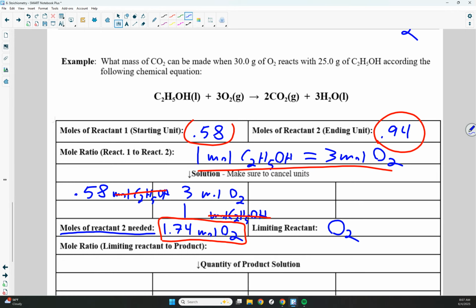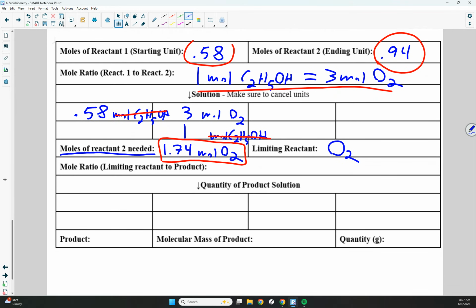And oxygen is my limiting reactant. I've got 3 moles of that. And my product of interest is CO2. So I've got 2 moles of that. So we've got a 3-to-2 ratio there. So let's write that into the bottom here. 3 moles of O2 go with 2 moles of CO2. That is my ratio that I'm going to use.